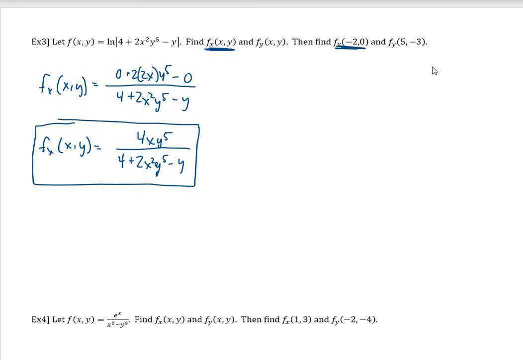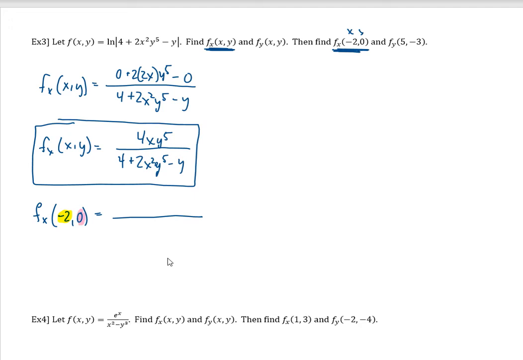When evaluating these problems, this is the x coordinate, just like it is right there, and then the second one would be the y coordinate. And so we're just going to plug that all in. So we have f sub x of negative 2 comma 0. This is the partial derivative of f with respect to x equals. Now I just have to make sure I change all of the x's into negative 2 in this equation right here, and then I need to change all the y's into 0.